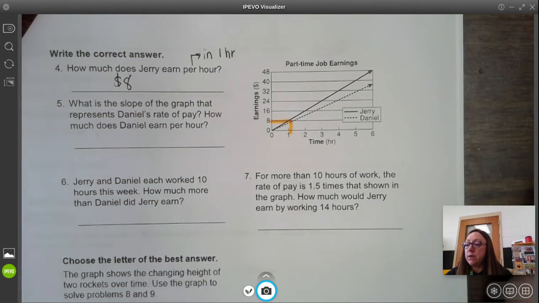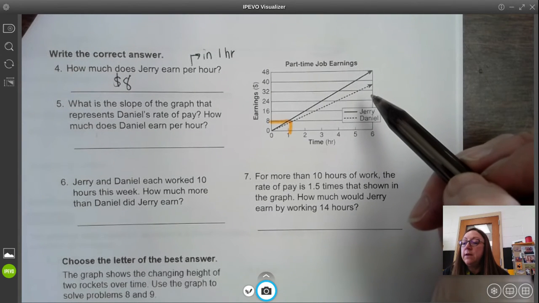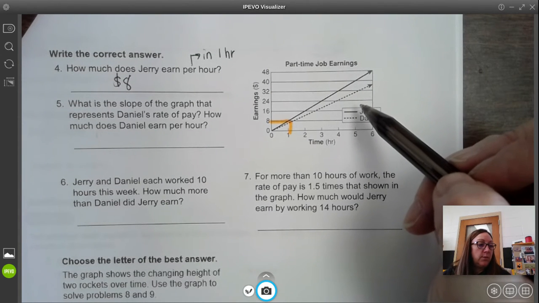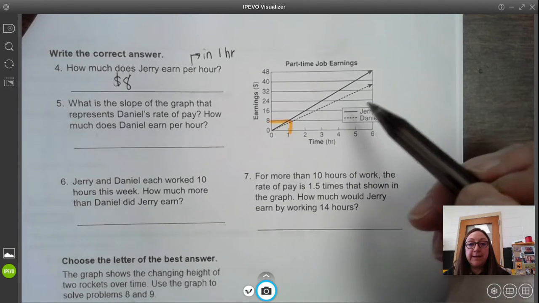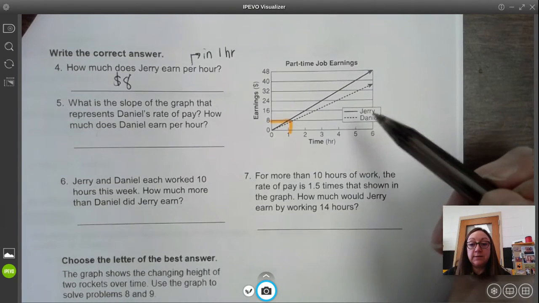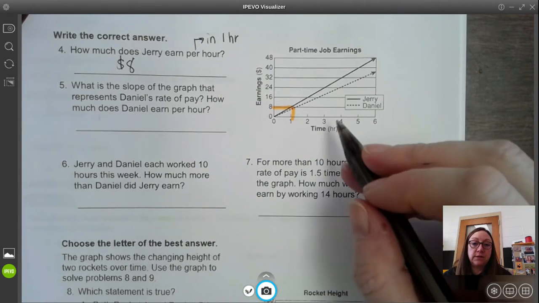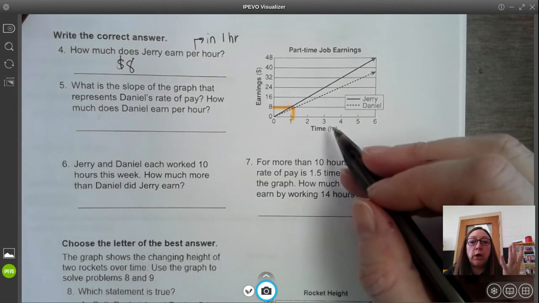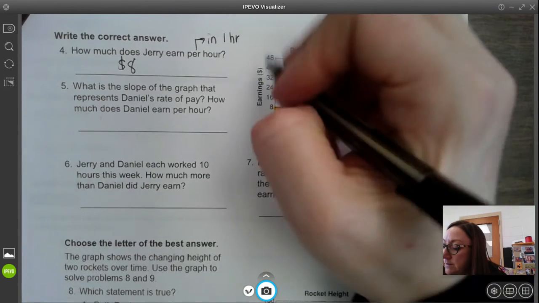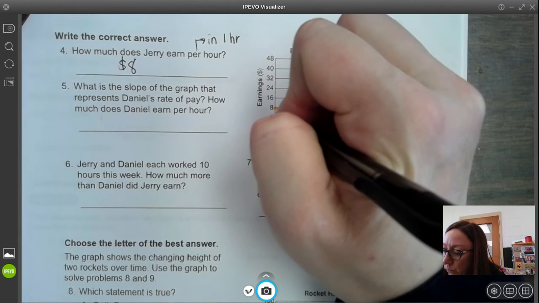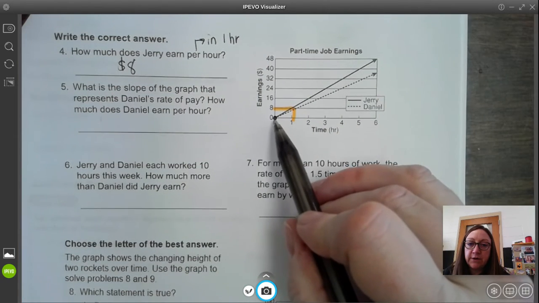Okay, it says, what is the slope of the graph that represents Daniel's rate of pay? And how much does he earn per hour? So to find slope, okay, we have to find 2 points on the line. And this is exactly what I was telling you before. Sometimes you're not going to have dots on the line. So we have to find a spot where it goes through a point perfectly. So 0, 0 is always a nice point to pick if it goes through 0, 0. And here it does. It's very easy to see that.